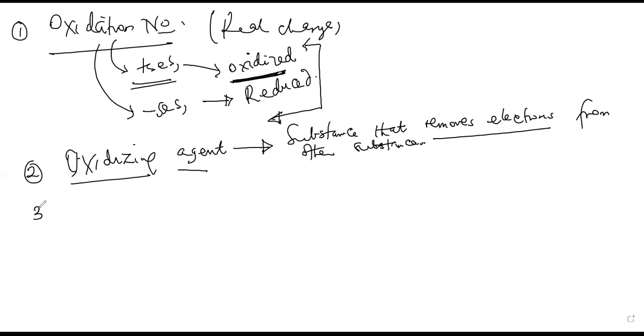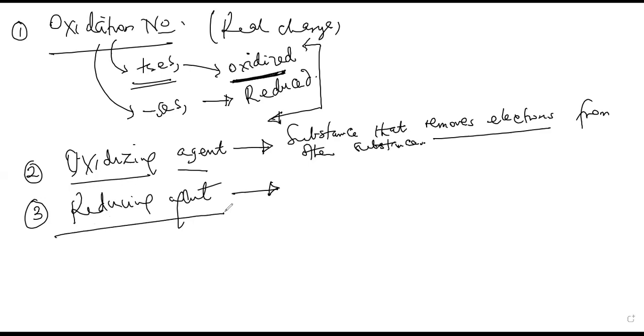The term number 3 is what we call a reducing agent. For a reducing agent, you need first to know what reduction is. We've said that reduction is the addition of electrons to a substance, meaning that a substance that adds electrons to another, or which donates electrons to another substance, is what we call a reducing agent. And in the process of donating electrons, it loses them.